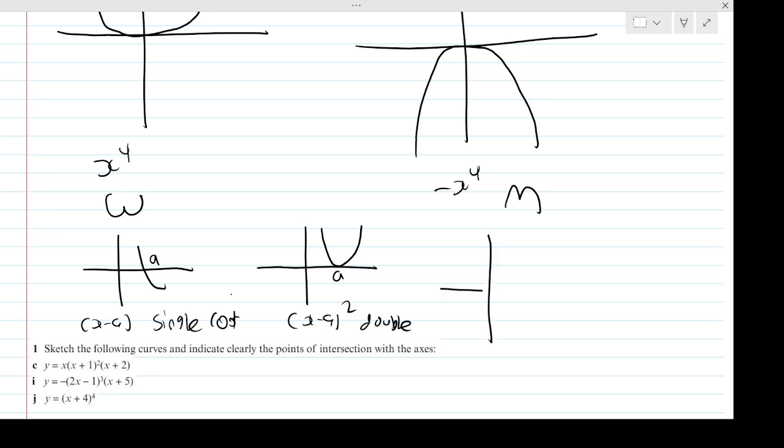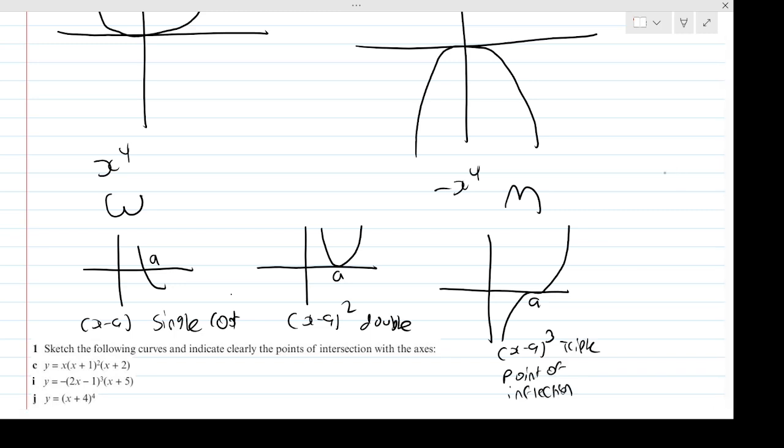And then if we have a triple root, it will look like a point of inflection. So it would level off at the point and then slowly but surely go back up. And so that is x minus a cubed. That's a point of inflection, just like with cubics.